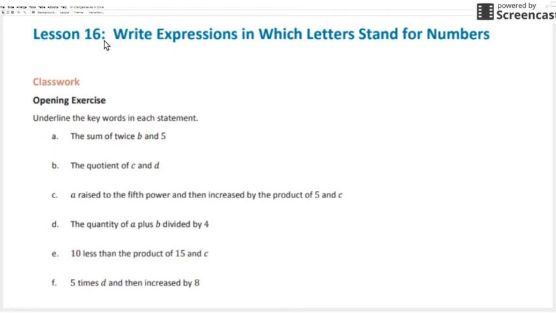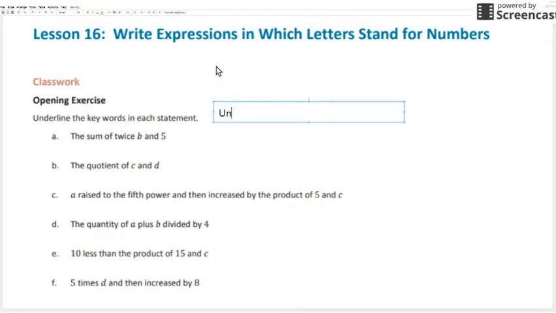All right, hello students. Today we're moving on with lesson 16, writing expressions in which letters stand for numbers. Once again, letters that stand for numbers are called variables. So we're still working with that and dealing with our different operational words. All right, so if we look at classwork, opening exercise, it says underline the key words in each phrase.